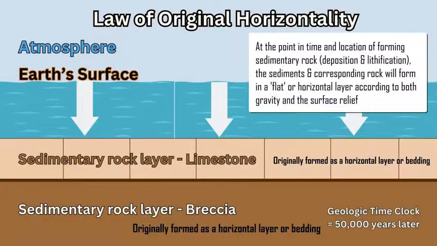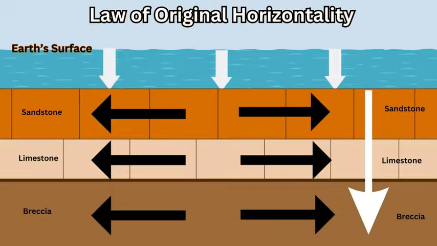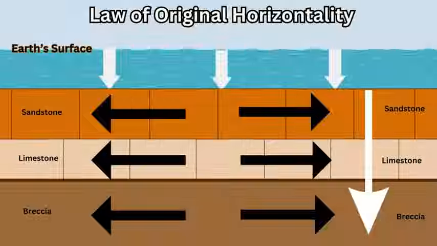So Steno stated that the law of original horizontality refers to the point at which the sediments are accumulated and lithified and form into rock. They form in a horizontal layer or bedding or strata across the Earth's surface, and over time you would have these rock layers being buried and being pushed down deeper as new, younger, horizontally laid down rocks are formed after.